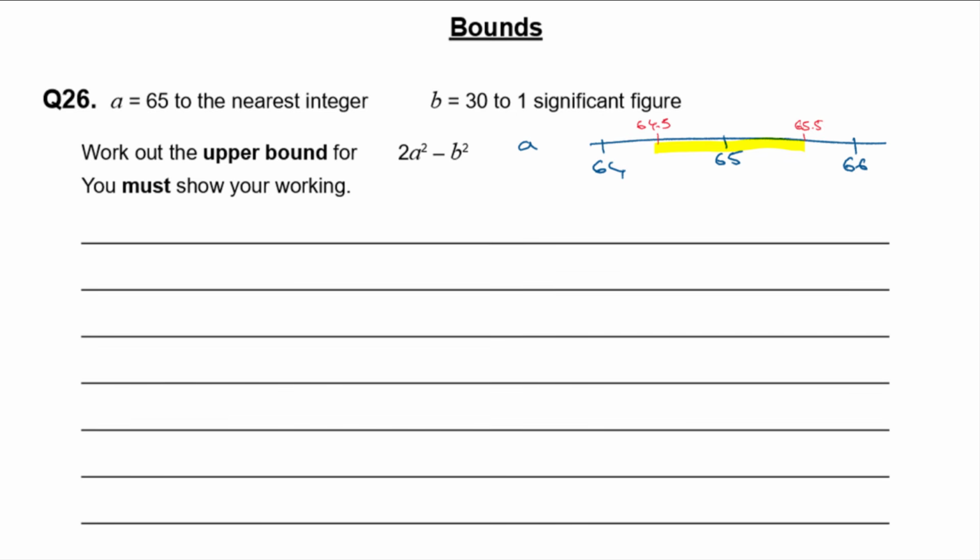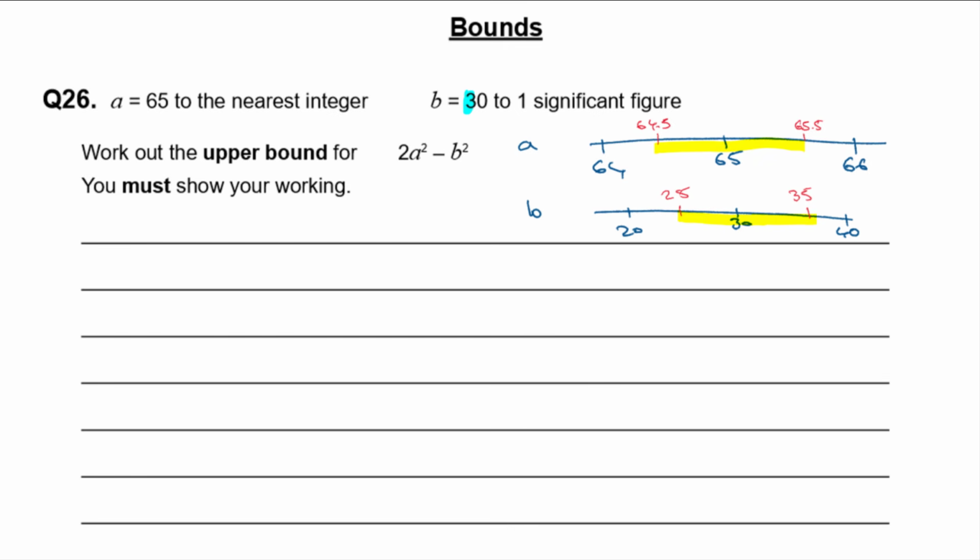Okay, now looking at B, again, that's 30 to one significant figure. That means it's been rounded off after the first digit, so it's to the nearest 10, basically. So if I mark 30 on the scale, going up in tens the next would be 40, and going down in tens the one before it would be 20. What numbers would round to 30? Halfway between or nearer. So halfway between 20 and 30 is 25, and halfway between 30 and 40 is 35. So the upper and lower bounds for B are 35 and 25.